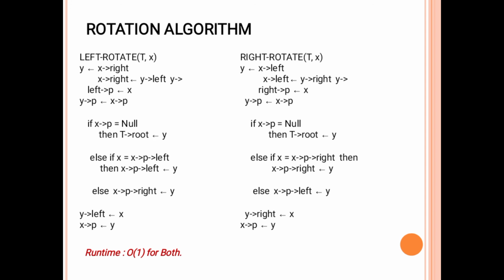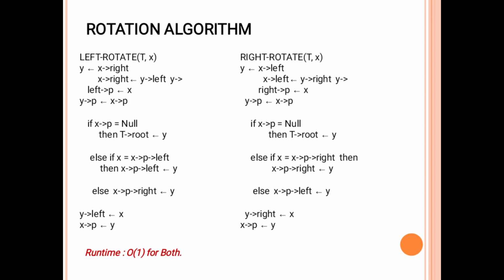And finally we set y's left equal to x. It means y's left is connected to the x, and x's parent is y. It means the root is y. This is the left rotation and right rotation of the red black tree.